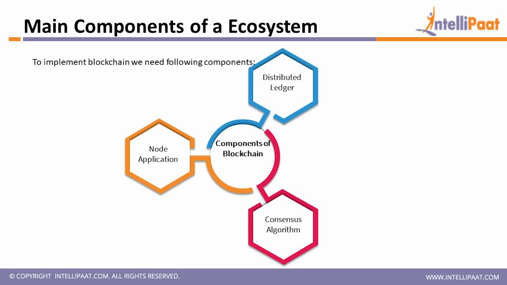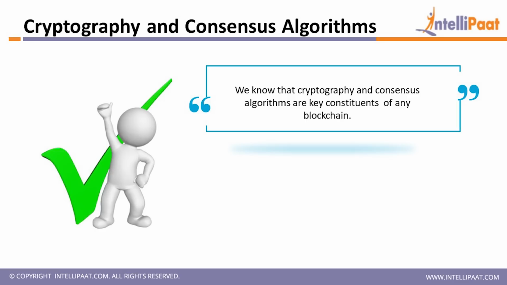To implement a blockchain, you need distributed ledgers, a node application, and a consensus algorithm. These three are the main components of blockchain, and in order to build any blockchain ecosystem, you require these three components. Cryptographic and consensus algorithms: we know that cryptographic and consensus algorithms are key constituents of any blockchain.